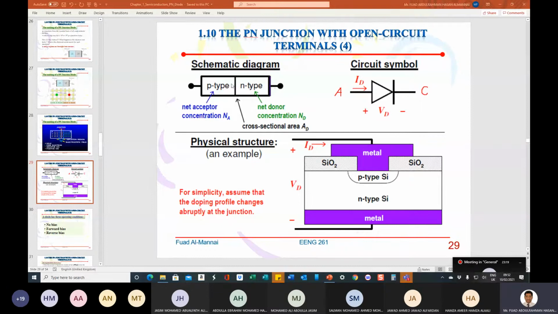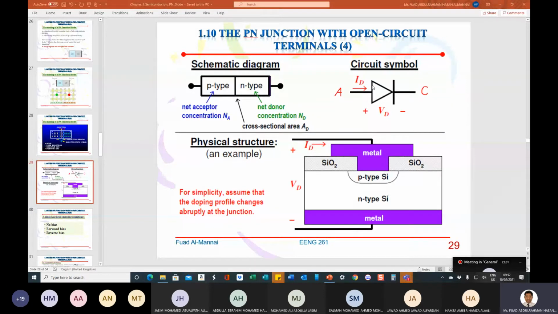Now we don't want to draw the schematic all the time when we deal with a circuit, so we have to come up with a circuit symbol. What is the circuit symbol? It is here. This is the circuit symbol for the p-n junction diode, or in short, diode. It is indicated by this arrow over here. The arrow indicates the direction of the current ID.